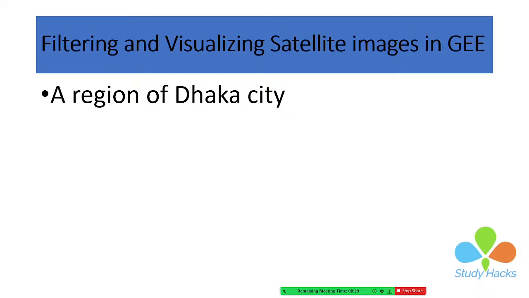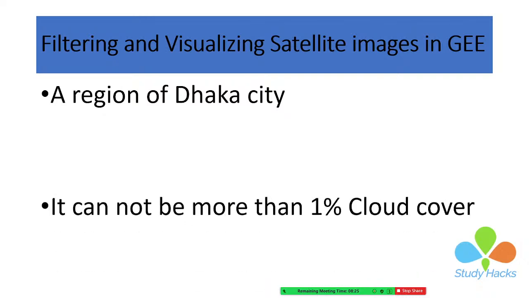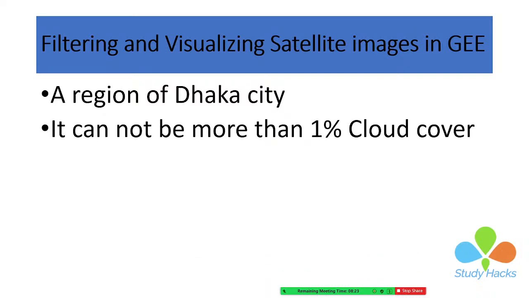Second factor is that you need to select the specific image properties. Okay, suppose I need those images which will not have more than 1% cloud cover. So this is the cloud cover, this is the image property. Okay, I want to filter by this image property also. I need only those images which will not have more than 1% cloud cover.